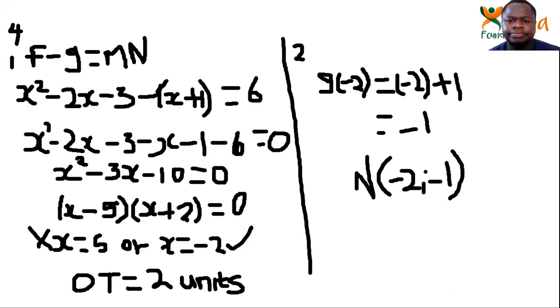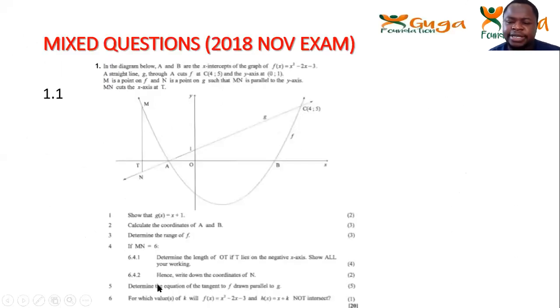Okay, now let's look at the second last question. This is very important. It says determine the equation of the tangent to f drawn parallel to g. The tangent is the line that cuts the graph of f once. The line is going to be like this, but that line will be parallel to g(x). If the lines are parallel, they've got the same gradient, right? So already we know the gradient of the tangent is the gradient of g, which is equal to 1.